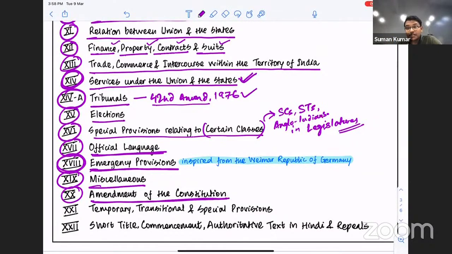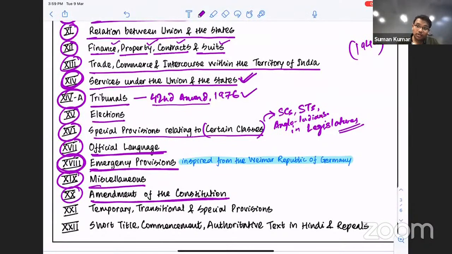And after which, still, please think from the perspective of 1949. You made a very beautiful document. 1 से लेके 10 तक तो आपने डिफाइन करा कंट्री को. 11 पे फिर आपने रिलेशंस डाला. 12 में फाइनेंस के और मनी के बारे में बात कर लिया. 13 में you talked about trade. 14 में services under the union. 15 में election भी बात कर लिया. 16 special provisions भी दे दिया कुछ लोगों को. 17 official language भी बात कर ली. 18 you also put emergency provisions.